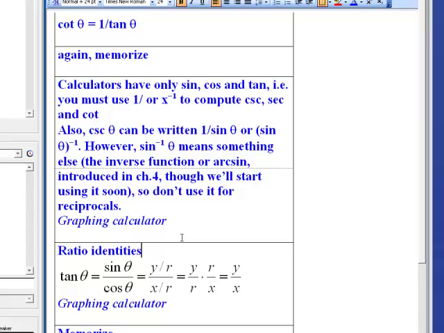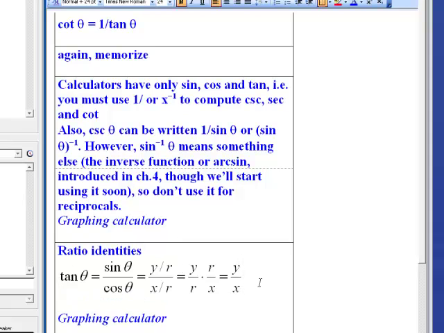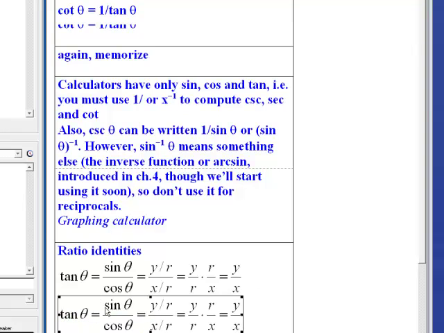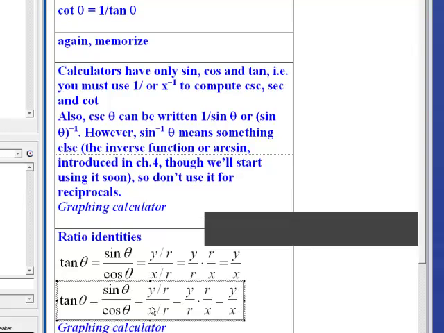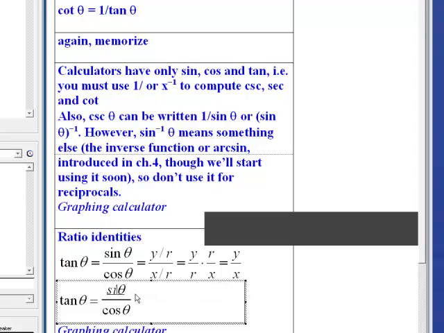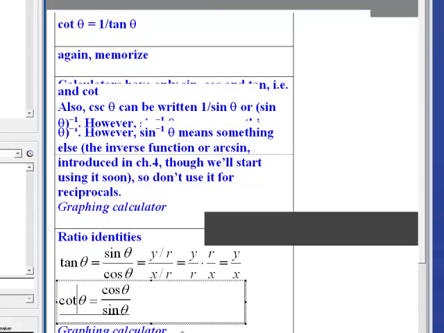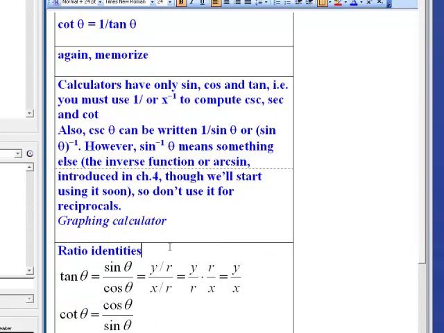So that's how that ratio identity comes about. Other ratio identities would be that the cotangent is cosine over sine. So cosine over sine is the cotangent. Let's look at that on the graphing calculator. That indeed, that is correct.